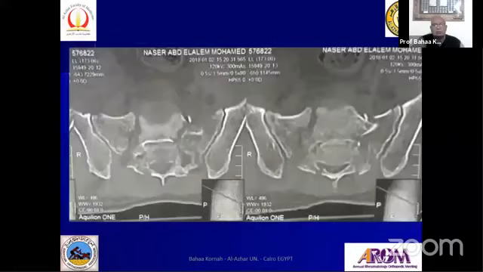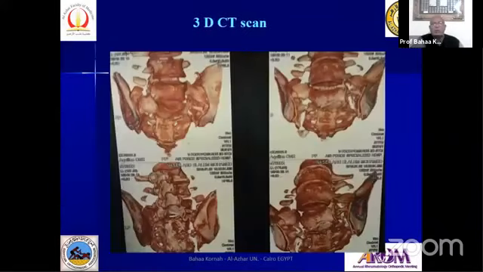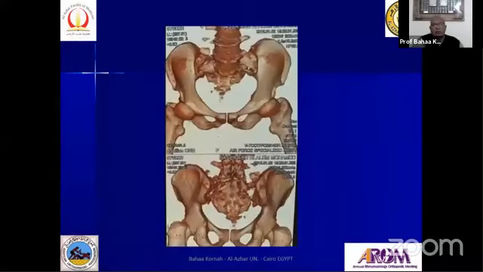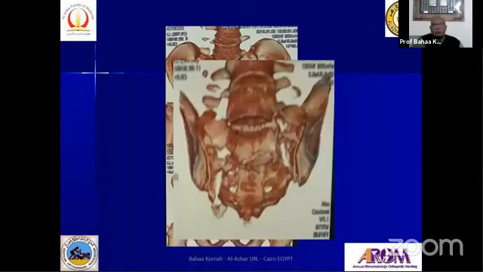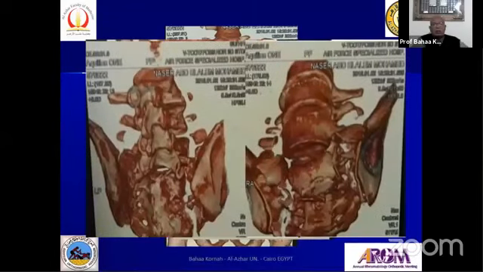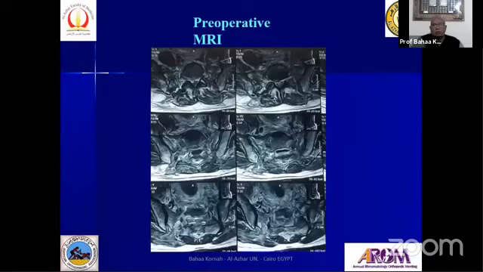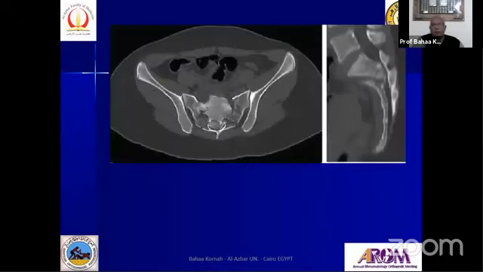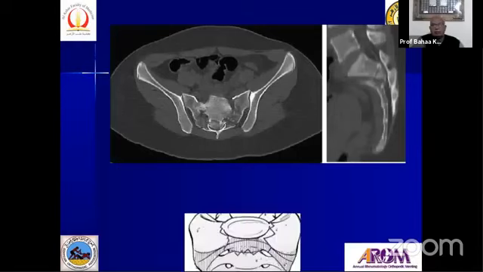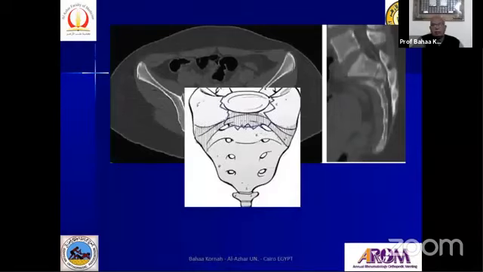And this is the same case, sorry. And this is a 3D reconstructed CT. And this is the pelvic ring, and you can see disruption of both sacroiliac joints and the sacrum also. And this is the X-ray, and this is the MRI to see the neurology and the complete disruption. And this is the CT, and it looks like an inverted Y.